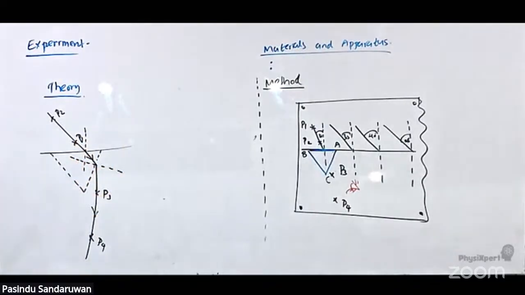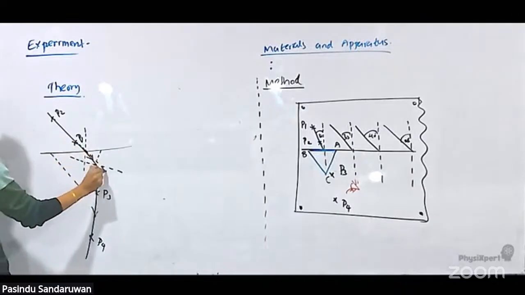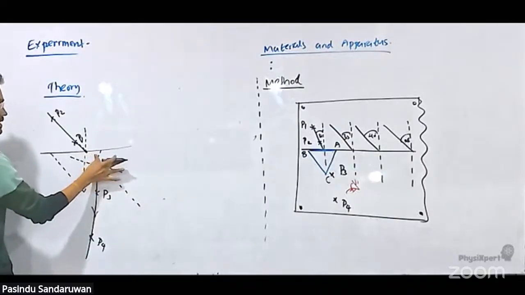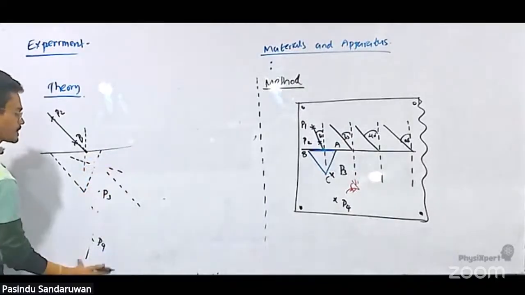Now the angle of deviation is the angle between the original direction of the light ray and the final direction of the light ray. Right? I will draw this angle a little larger, otherwise it will not be clear.